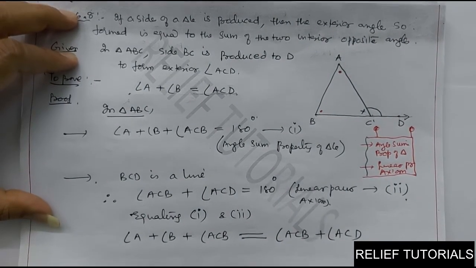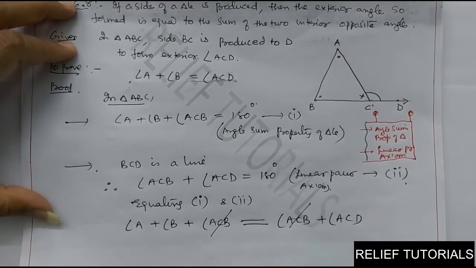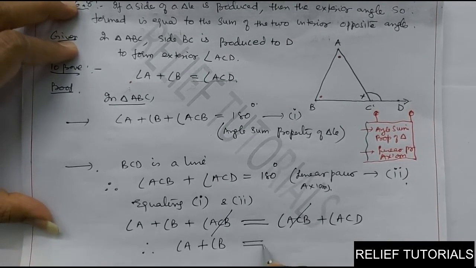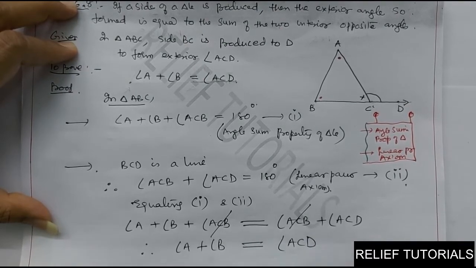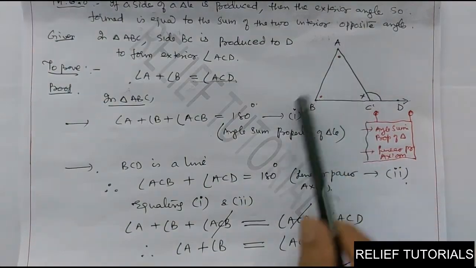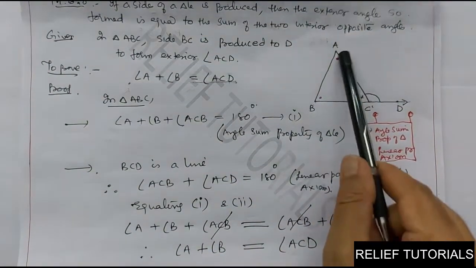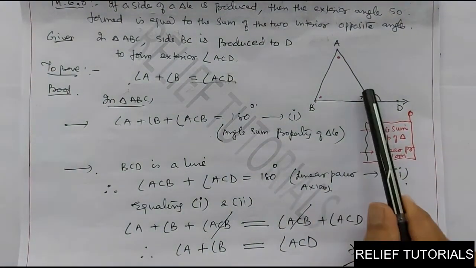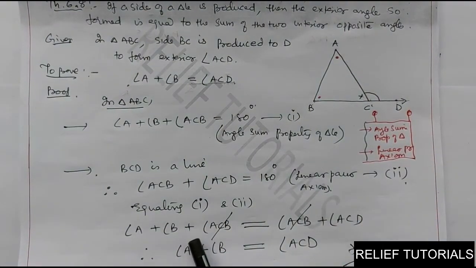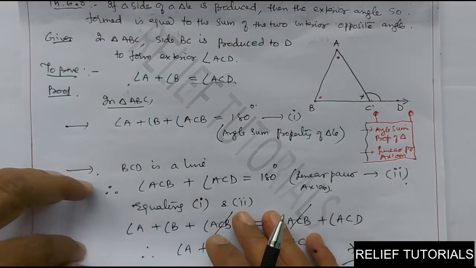Now equating 1 and 2, ACB will get cancelled. So therefore angle A plus angle B is equal to angle ACD. Hence proved. Very simple. First you use the angle sum property of a triangle, the sum of three angles is 180 degrees. Then you use the linear pair axiom. Then equating 1 and 2, you get the result. Quite a simple theorem. I hope you understood this.